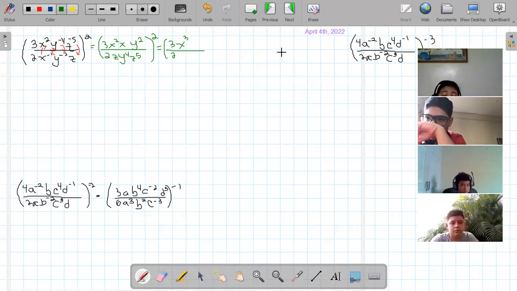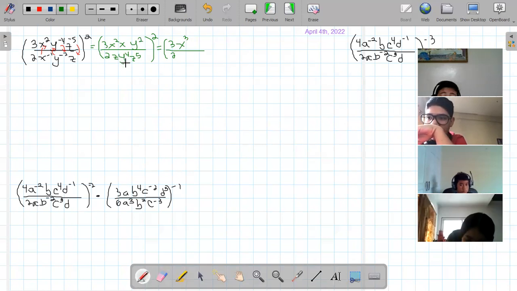Now let's go alphabetically. Y: I've got y squared and y to the 4th power. They're on opposite sides, so what do we do? Subtract. And where are we subtracting? In the denominator. So it will give us y to what power? To the 2nd power, because 4 minus 2 is 2. Now the z, where do I have the z's?